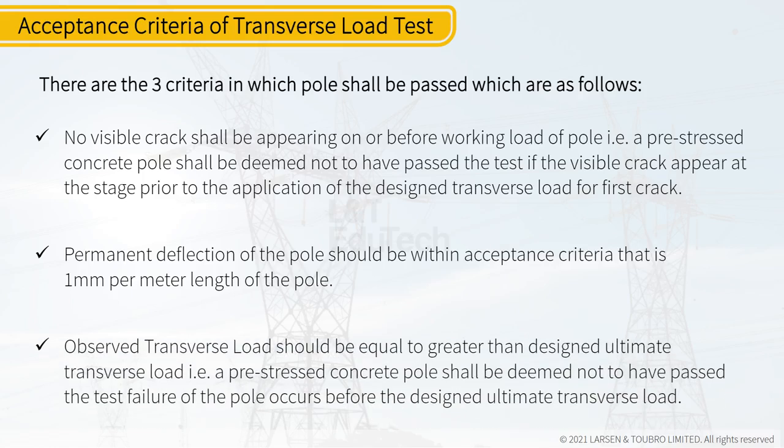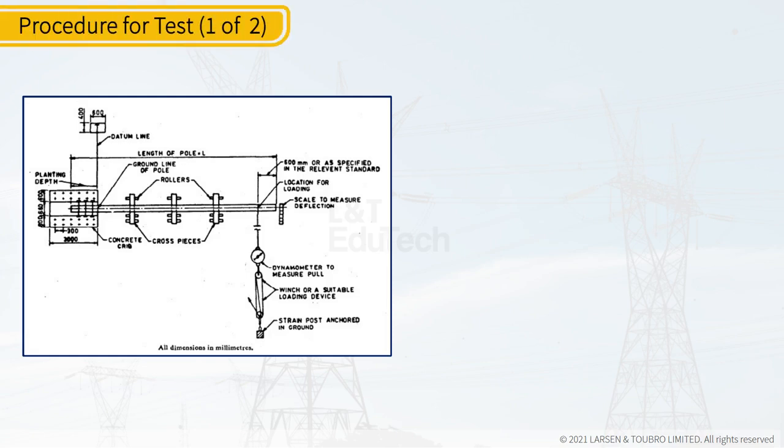Observed transverse load should be equal to or greater than the designed ultimate transverse load. That is, a pre-stressed concrete pole shall be deemed not to have passed the test if failure of the pole occurs before the designed ultimate transverse load. Let us see the procedure now.